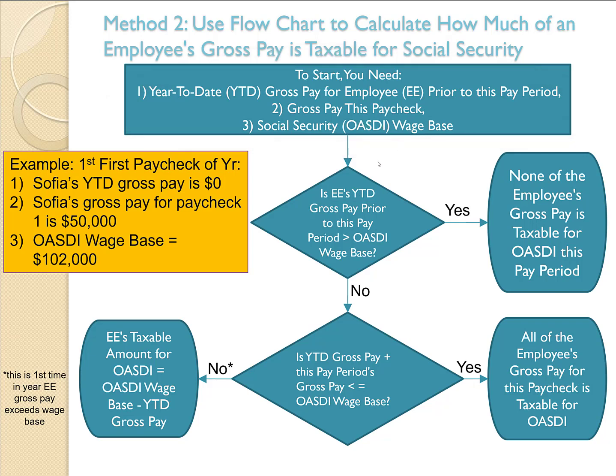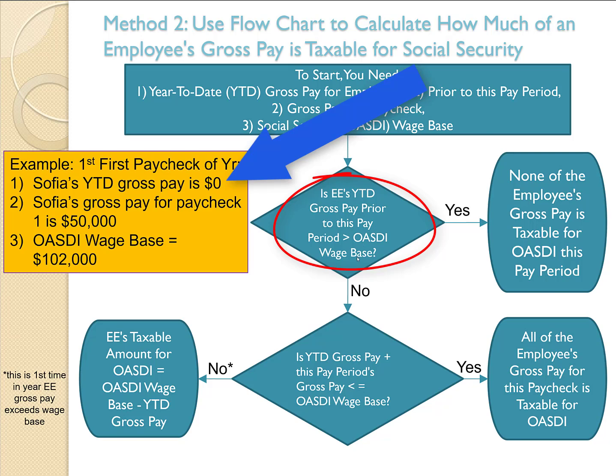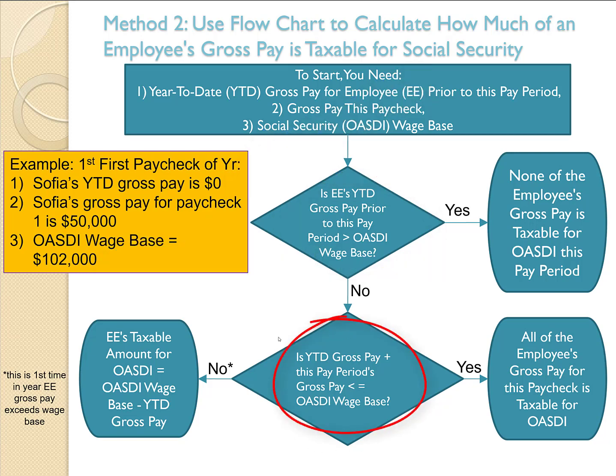So the first question in this triangle is, is the employee's year-to-date gross pay prior to this pay period greater than the OASDI wage base? So it's asking, is the gross pay before this paycheck, which is 0, greater than the wage base of $102,000? No. So we're going to go down here to this next decision box.